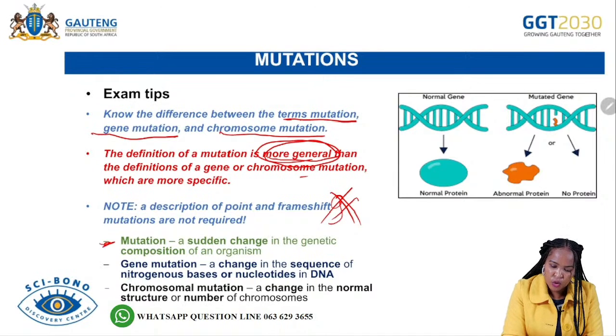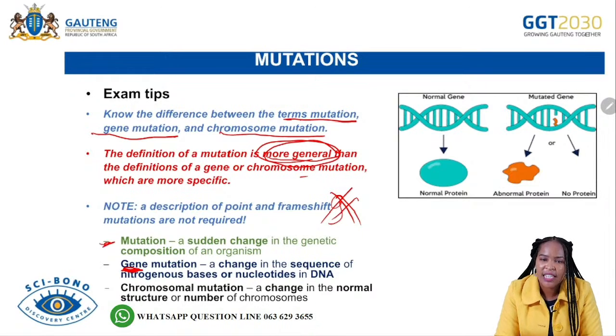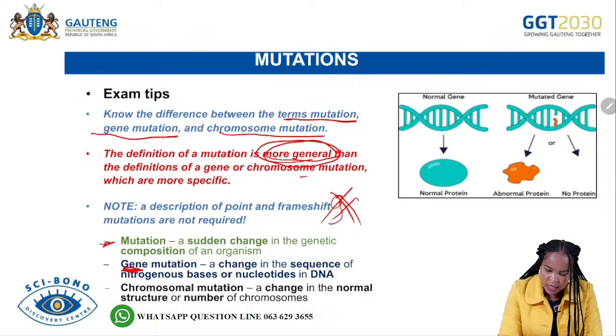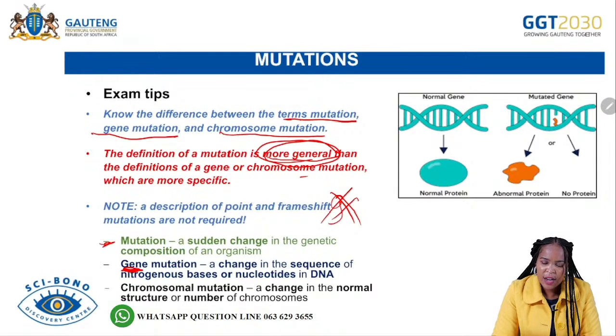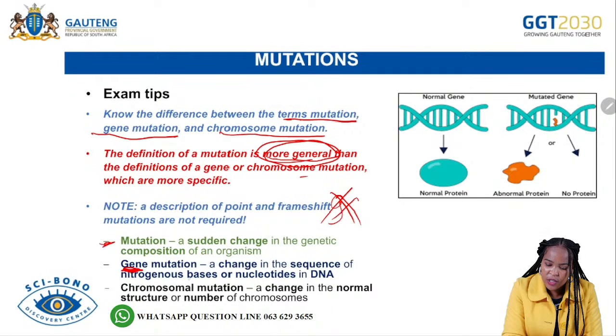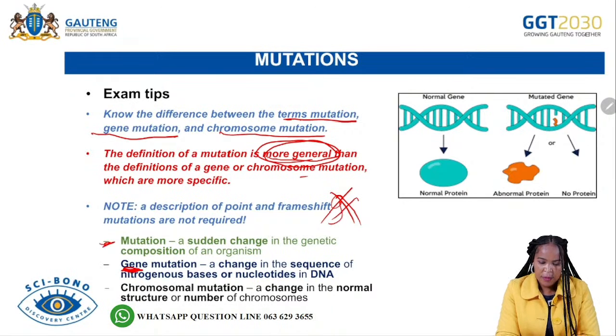Then we come into gene mutation. Your gene mutation is where now you need to specify where the mutation takes place. This was a question in last year's paper, and most of the learners got it wrong as they only explained mutation in general. They lost so many marks because you need to specify this word now. Let us take a look at the term in depth.